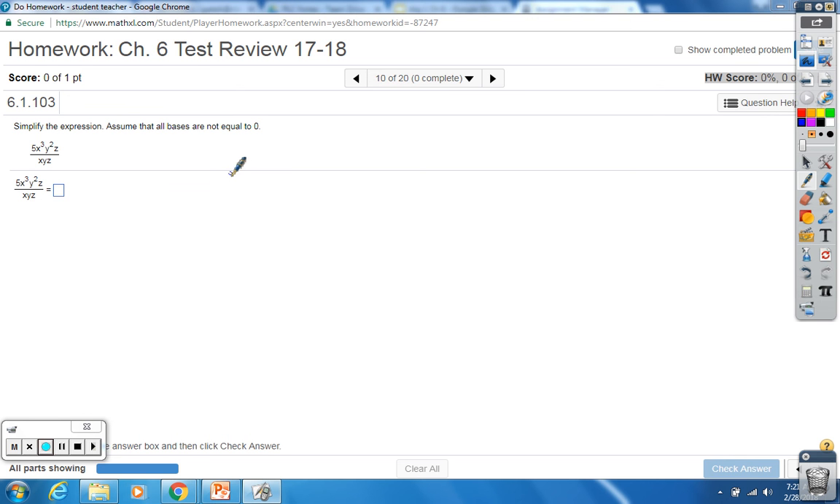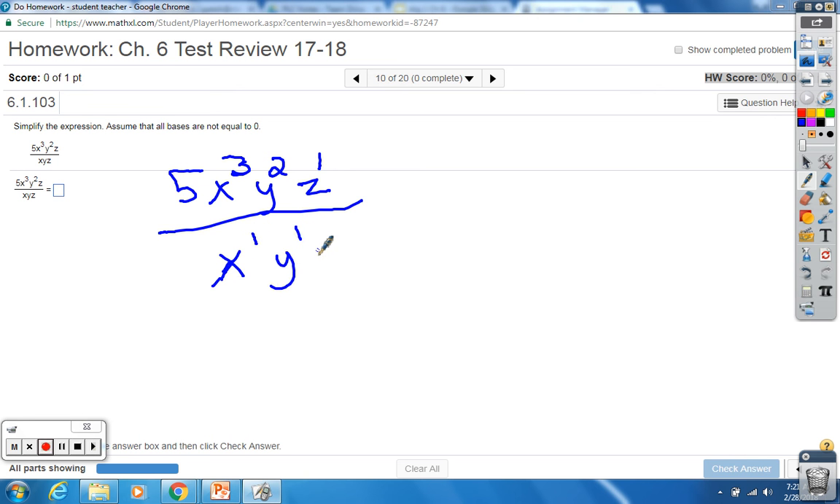Alright, let's do this one. Alright, so we got 5x to the 3rd, y to the 2nd, z, and I'm just going to put that 1 there because whenever there's not an exponent, there's always going to be an exponent of 1. Alright, so we got x to the 1st, we got y to the 1st, and we got z to the 1st.